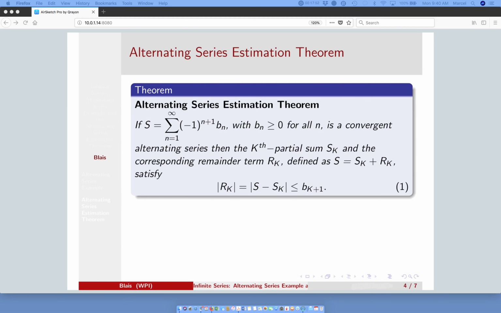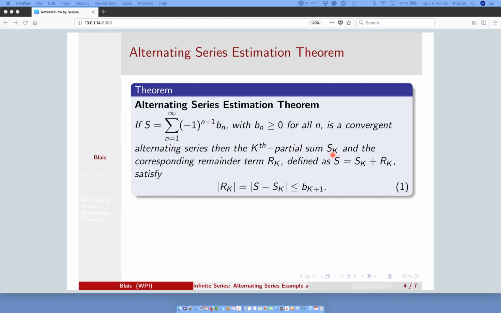So let's go through the statement of the theorem. So here we have an alternating series. The bn's are greater than or equal to 0. Remember, we just write it that way so that these bn's are always greater than or equal to 0, and it's this -1 to the n plus 1 that ticks the sign -1, +1, -1, +1, on and off. So we have our alternating series. It's convergent, either type of convergence, and its sum is S.